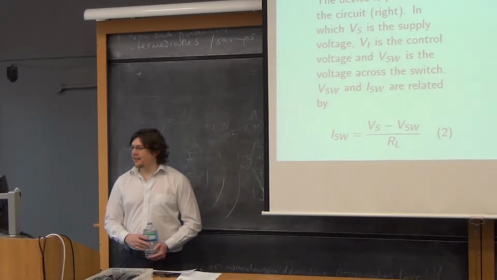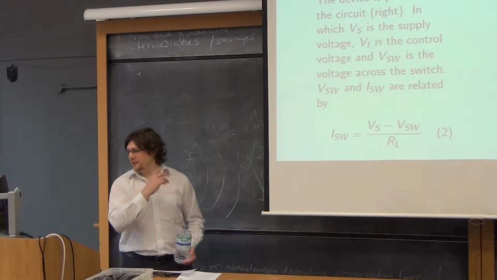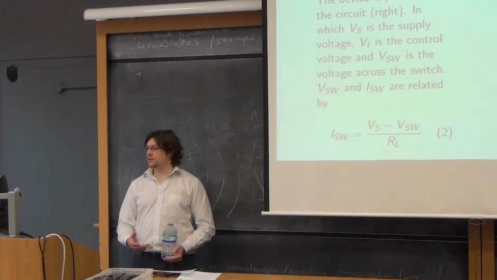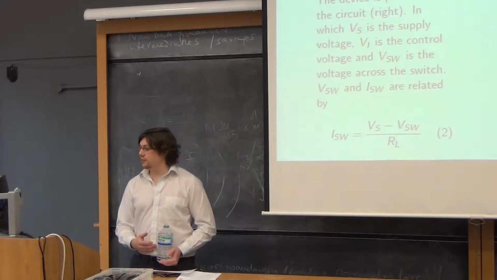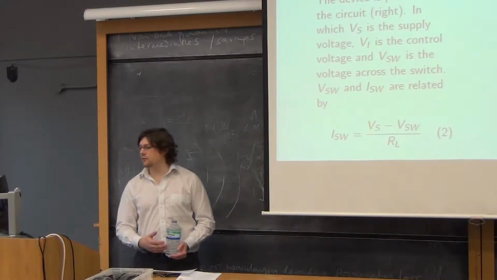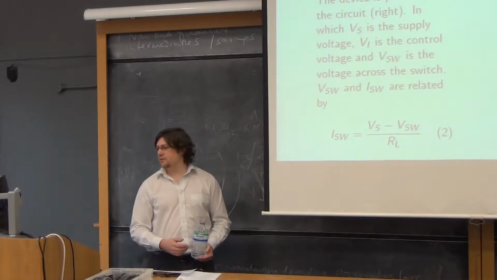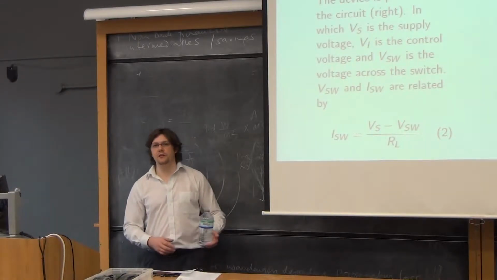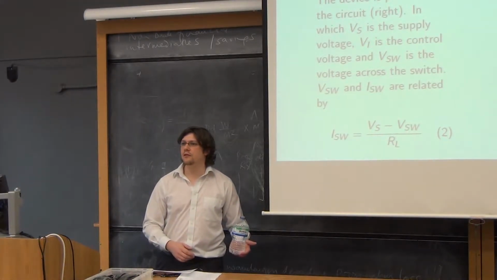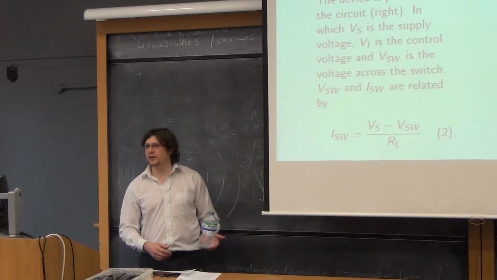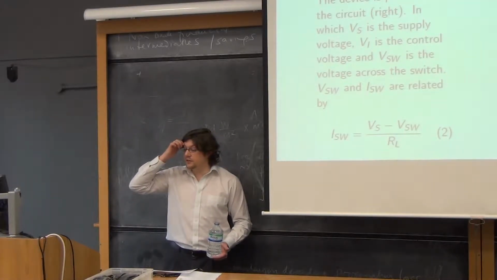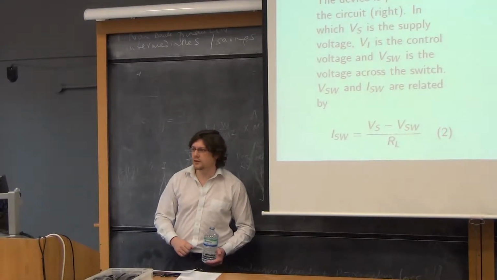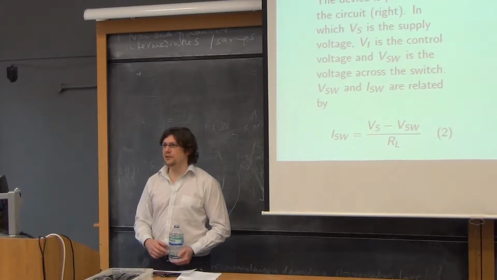So the device is placed into the circuit on the right of the slide, and VS is the supply voltage, VI is the control voltage, and V switch is the voltage across the switch. V switch and I switch are related by (Vs minus V switch) upon RL. So all I've really done there is applied Ohm's law across RL, because Vs is the potential at the upper end of RL, and V switch is the potential at the lower end of RL, and RL is the resistance of RL, so volts over ohms is amps.